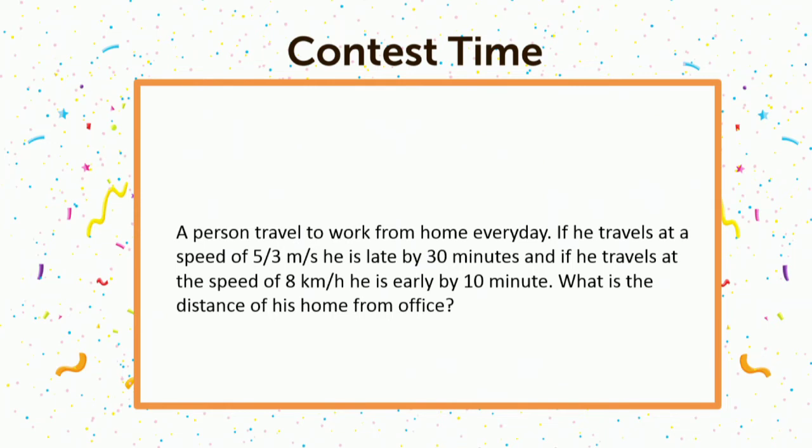A person travels to work from home every day. If he travels at a speed of 5/3 meters per second, he is late by 30 minutes. He is not reaching on time, he is reaching late by 30 minutes. And if he travels at a speed of 8 kilometers per hour, he is early by 10 minutes, before time. Using this, can you find out what is the distance of his home from his office?